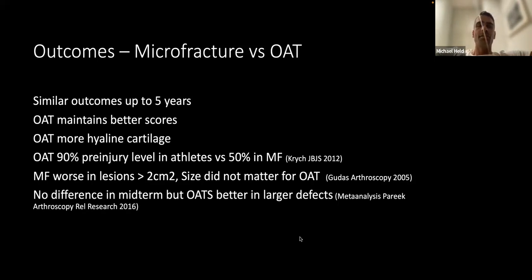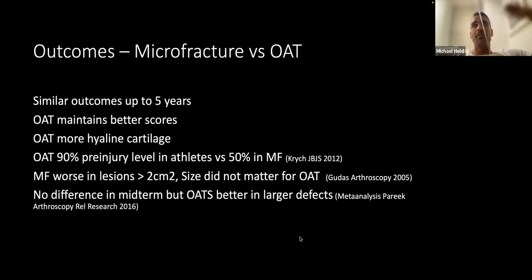So what if we compare microfracture versus OAT? That's what the patient is going to ask you. A soccer player comes to you, has this defect, and says, hey, what is better? Should I do microfracture or should I do OAT? So you say to them, look here, at 5 years it's similar, but after 5 years, you're going to have more longevity with an OAT. After 5 years, most microfractures will give you trouble. So the OAT maintains a better outcome for longer, and you can return quicker.